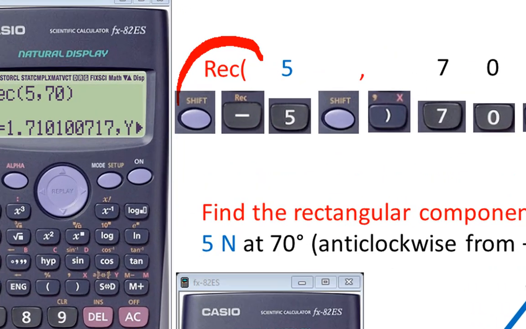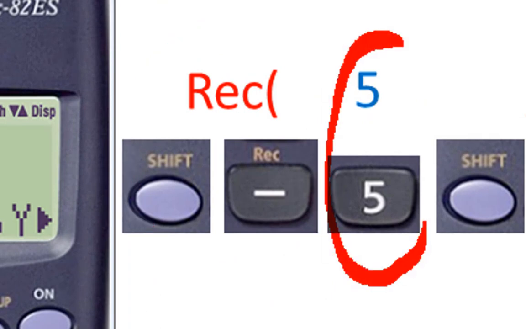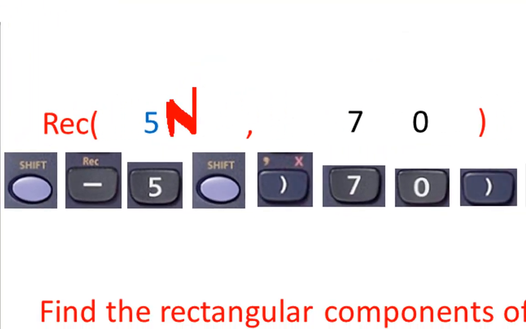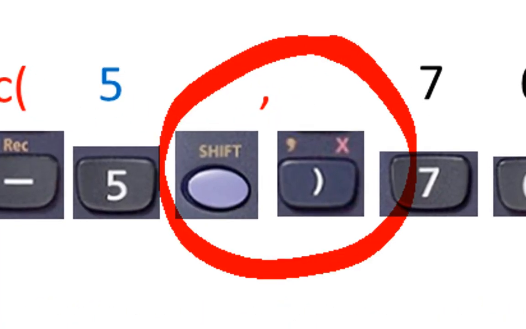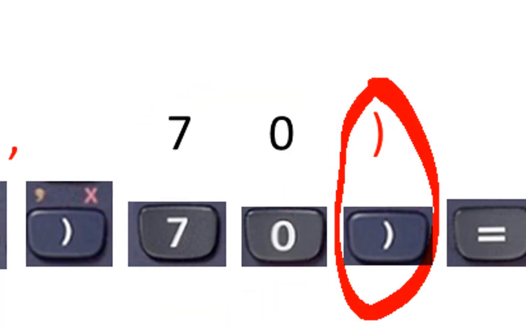To get the Rec open bracket, we press Shift Rec, which is the negative button. 5 is easy, of course. We have to separate the magnitude, 5 newtons, from the degrees, 70 in this case, by a comma. How do we get that comma? Shift open bracket. As you can see, there's a comma there just above the open bracket button in yellow. 70 is easy, close bracket, equals.